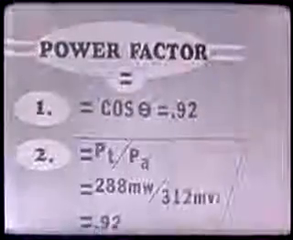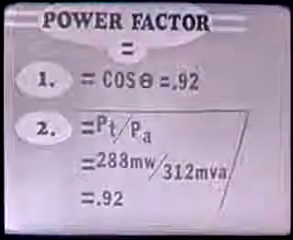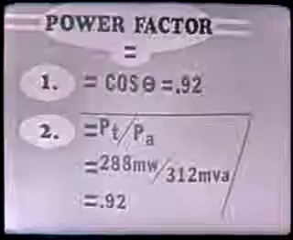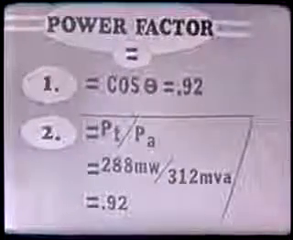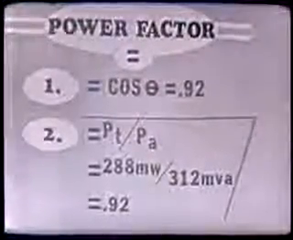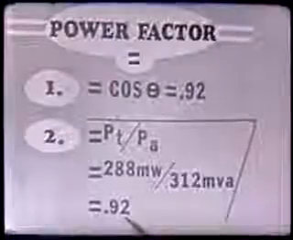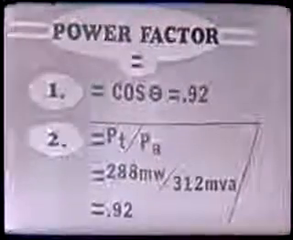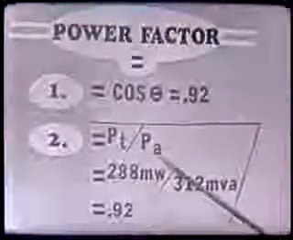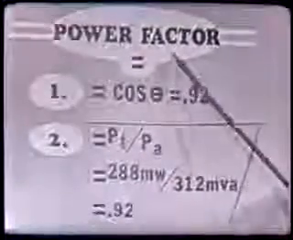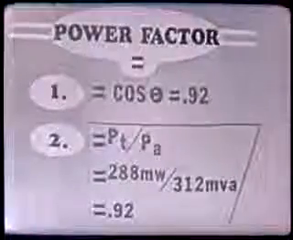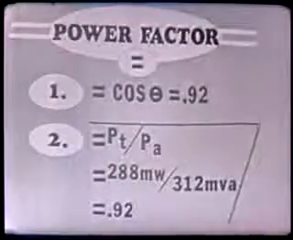Another relationship for power factor is the ratio of true power to apparent power. Substituting into this formula, we can once again see that our power factor is the same, 0.92. Now also in Formula 2, if you know any two quantities, you can always solve for your third unknown. Sort of like Ohm's law. Simply transpose your formula and then solve for that third unknown quantity.